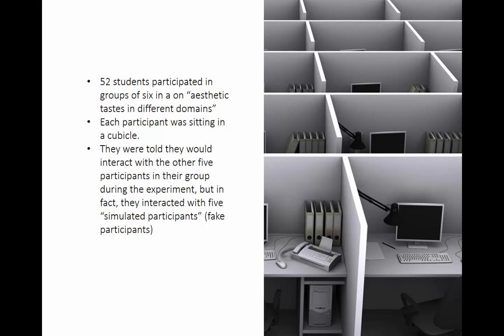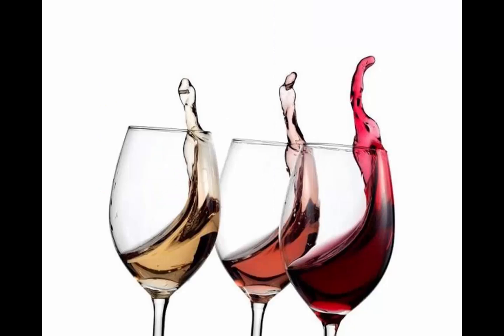But in fact, they were not interacting with the other 5. They were interacting with some artificial individuals, some fake individuals, some simulated participants. What did they have to do? Well, they're given 3 different wines. If I get some research money, I'm going to replicate this study. I invite you. Yeah? We'll have some wine.